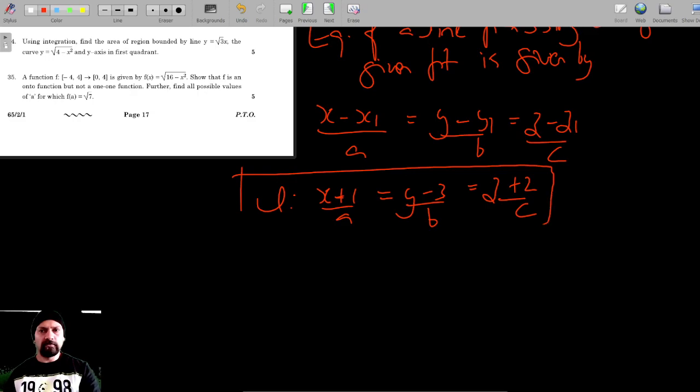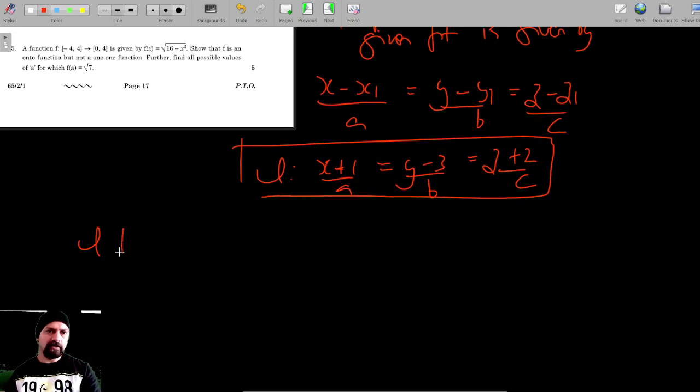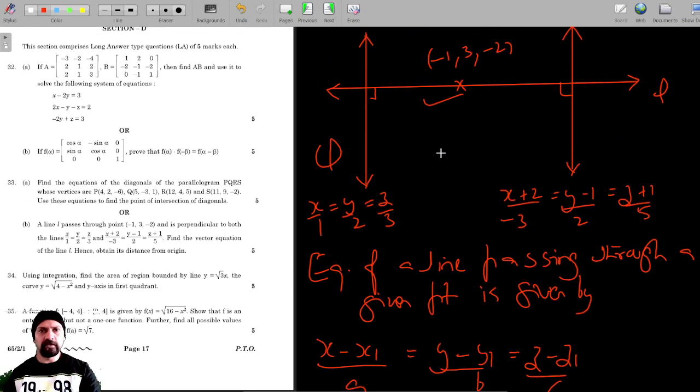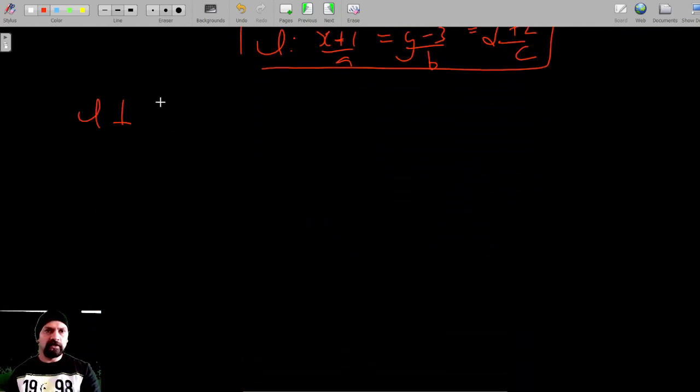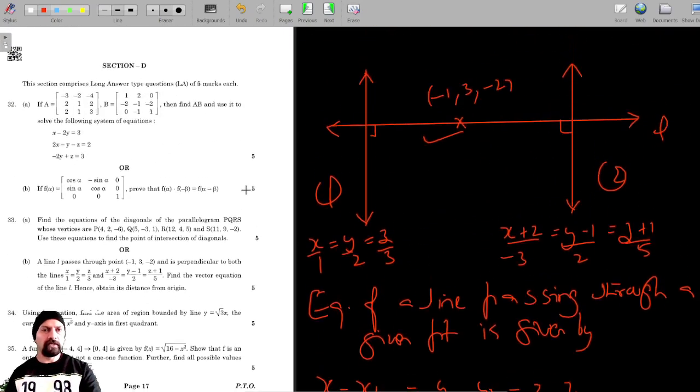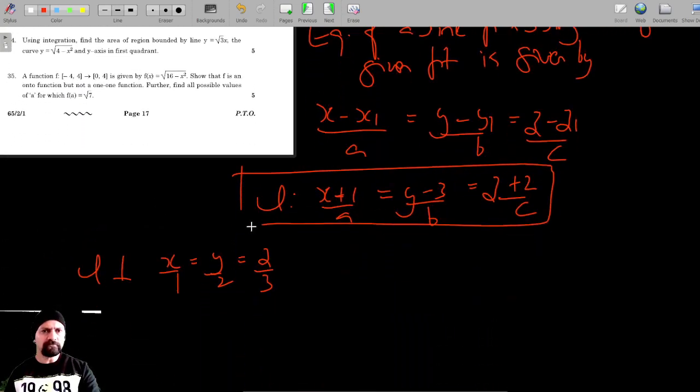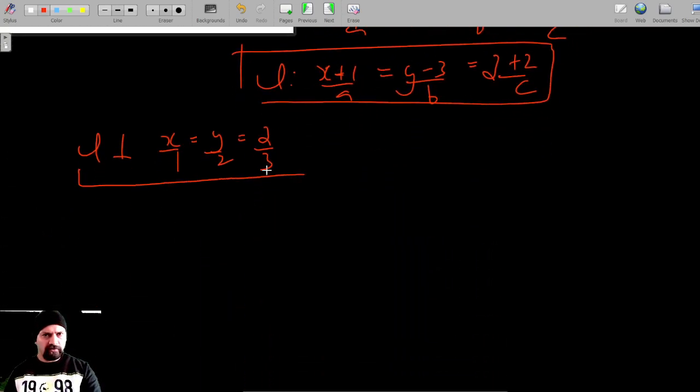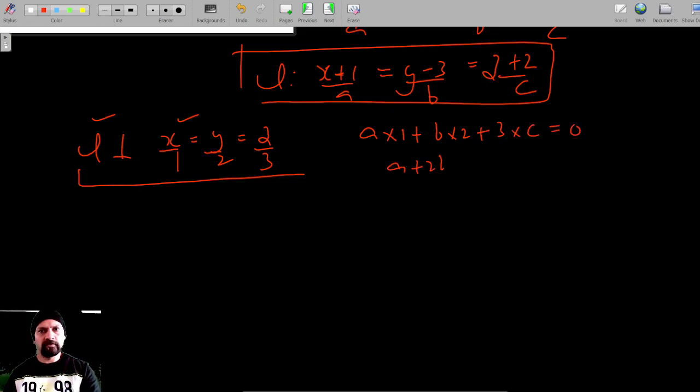So let's say this is the equation of the line, and now line L is perpendicular to line 1 and line 2. Line 1 is x by 1 is equal to y by 2 is equal to z by 3. That means the sum of the products of the direction ratios will be 0. So a into 1 plus b into 2 plus 3 into c is equal to 0, so a plus 2b plus 3c is equal to 0.